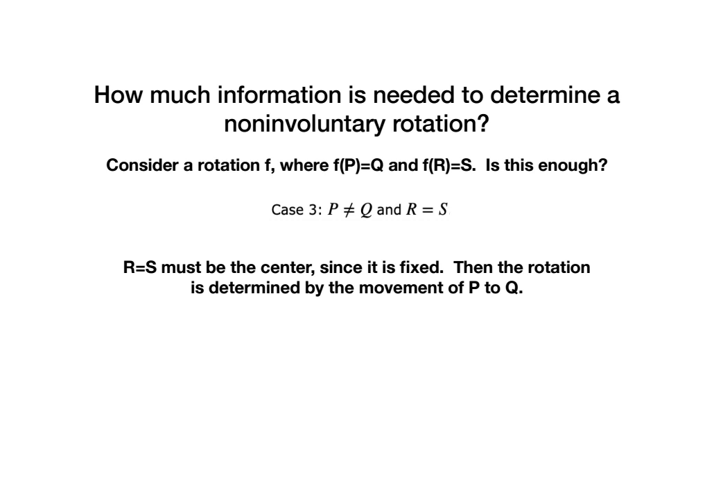The third case to consider is if P is not equal to Q and R is equal to S. Well, if R is equal to S, that must be the center since it's fixed. Then the rotation is determined by the movement of P to Q. So that is enough as well, using the same argument that I did in the last case.